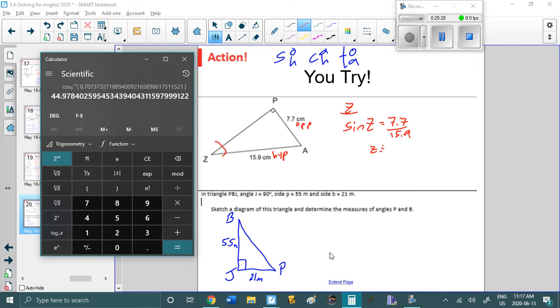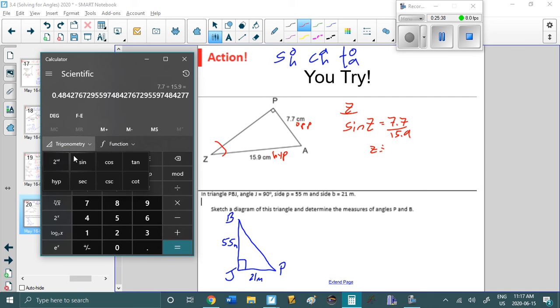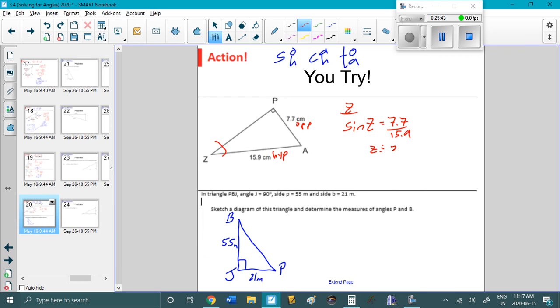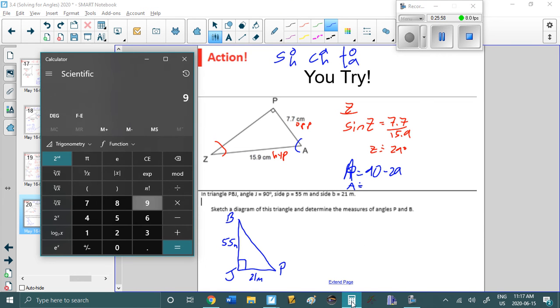I know I'm going to round because these things never work out as nice decimals, or usually don't. Once in a while you'll find they do. I hit equals. And then I'm doing sine, so second sine because I'm looking for an angle. And I get Z is approximately 29 degrees. And therefore, angle P is 90. So angle A is 90 minus 29. So angle A is approximately 61 degrees.